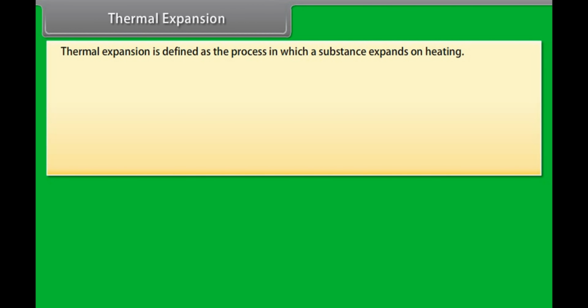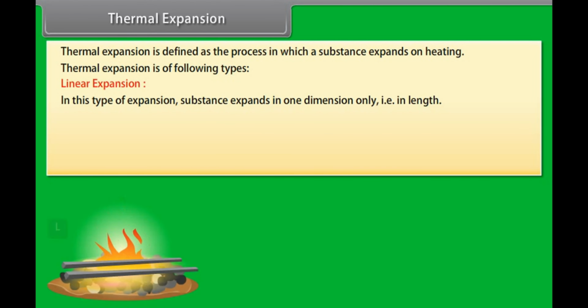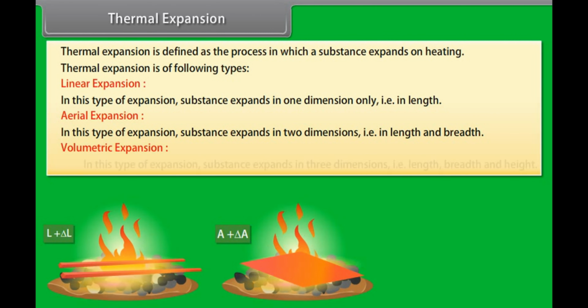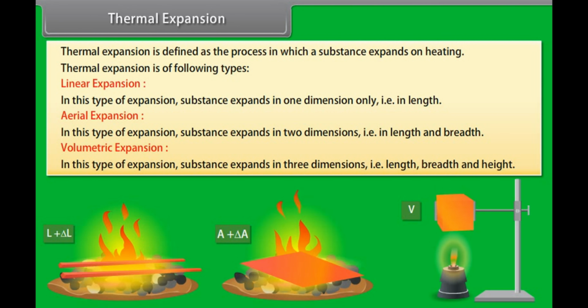Thermal expansion. Thermal expansion is defined as the process in which a substance expands on heating. Thermal expansion is of the following types. Number 1. Linear expansion. In this type of expansion, the substance expands in one dimension only, that is, in length. Number 2. Areal expansion. In this type of expansion, the substance expands in two dimensions, that is, in length and breadth. Number 3. Volumetric expansion. In this type of expansion, the substance expands in three dimensions, that is, in length, breadth, and height.